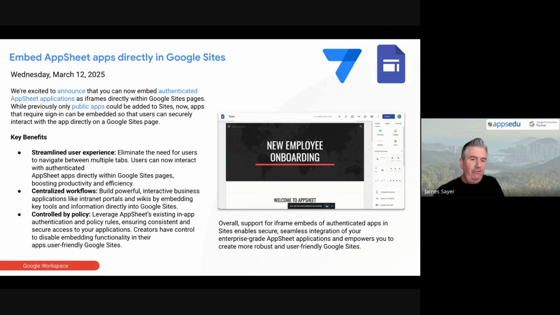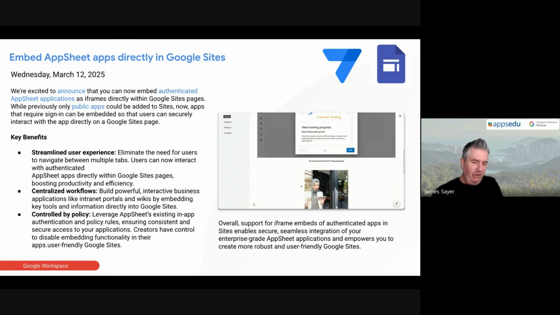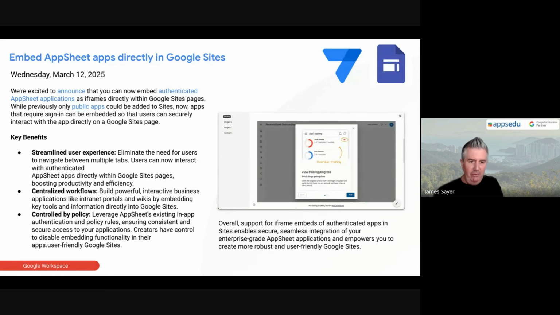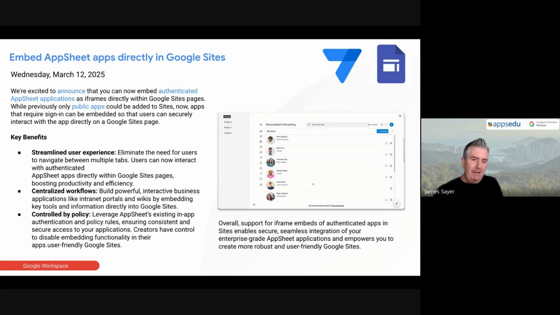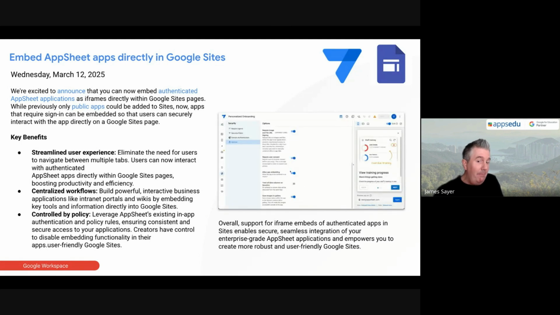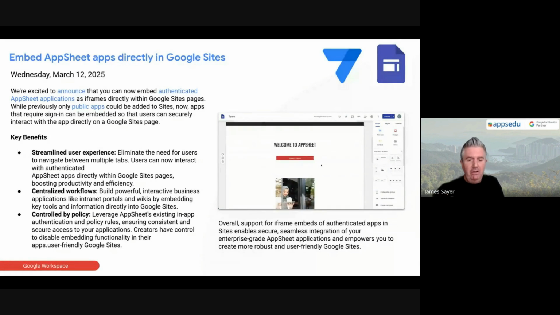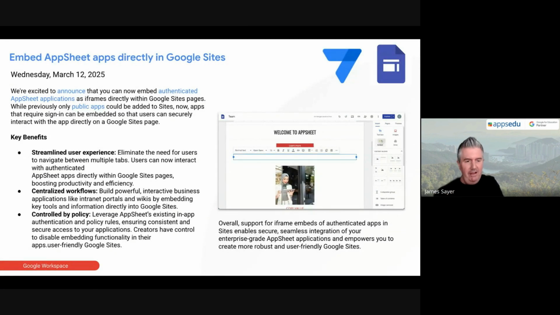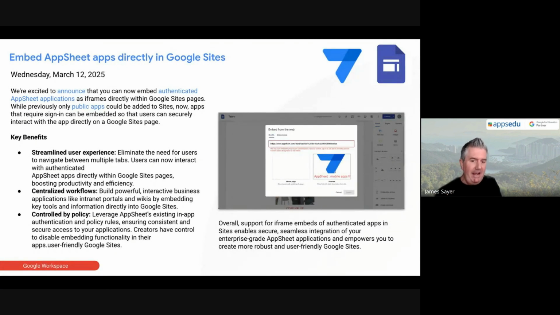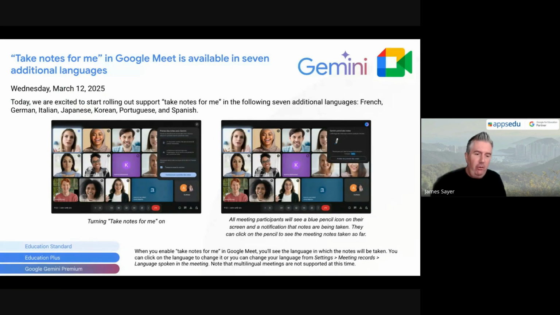This is really good if you have a number of different AppSheet apps across the organization that you're providing users access to. So they may lose track of which app they should be accessing for a specific workflow. Well, now you can collate them all inside of a Google site and provide access to them there if you so wish to make them embeddable.